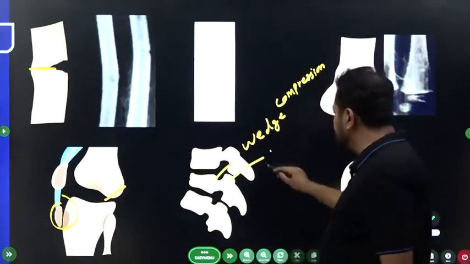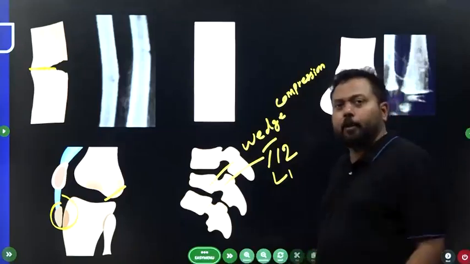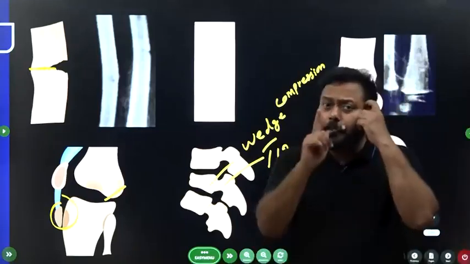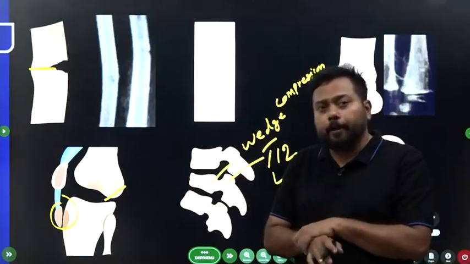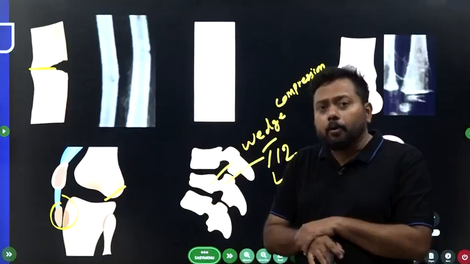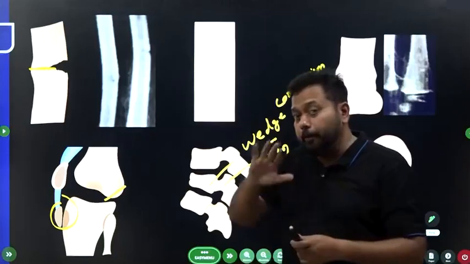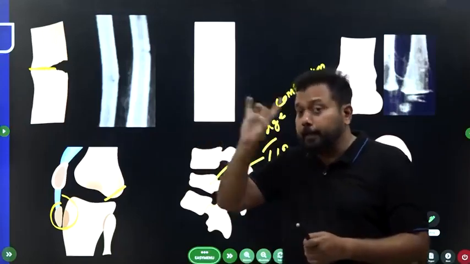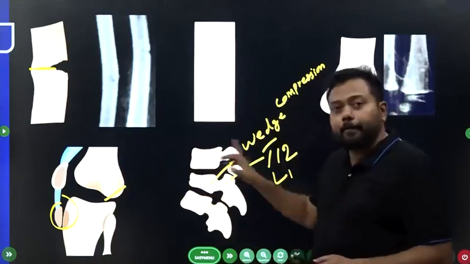Most common site is T12. Then comes L1. Why T12? It's more common because that is the most weight-bearing vertebra in our human body. Okay, 33 vertebrae are there. The most common vertebra to undergo wedge compression fracture is always T12. The same T12 will come in one more place that I will highlight, skeletal tuberculosis. So T12, the most weight-bearing vertebra.